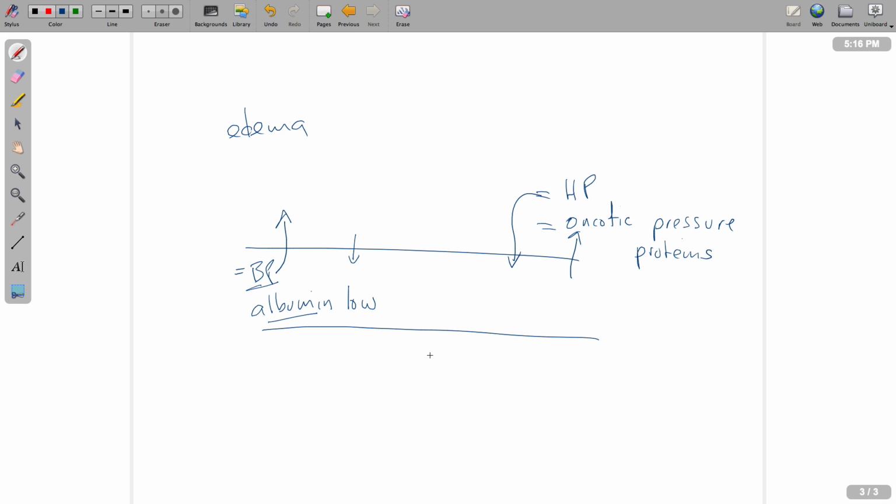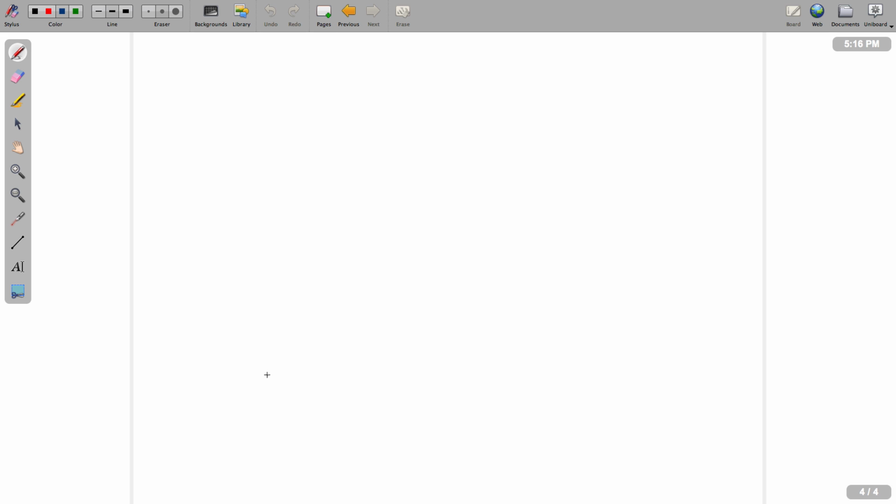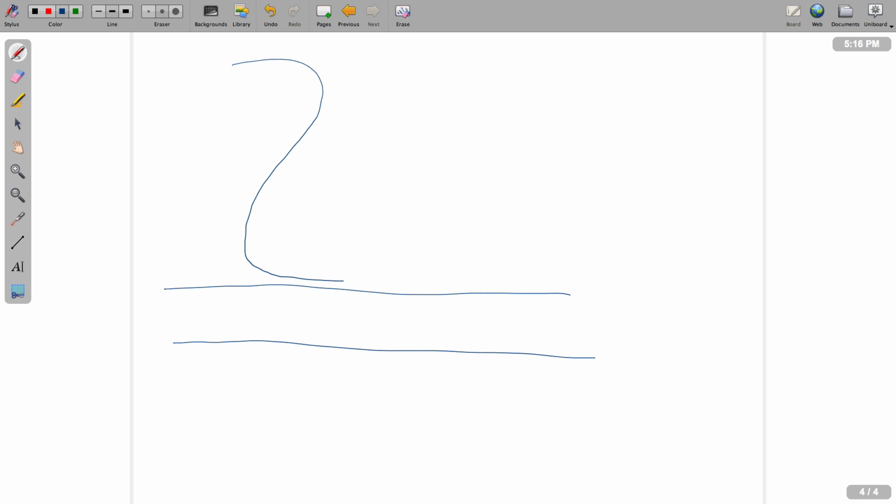Now let's take a look at some of the things that you probably know. We're going to target a little bit of a different approach here. Instead of being in the legs, let's go to the lungs. Here's a capillary at the level of the lungs. This will be the alveolar capillary membrane. This is going to be an alveolus, a little alveolar sac. This is one alveolus. This is a capillary.